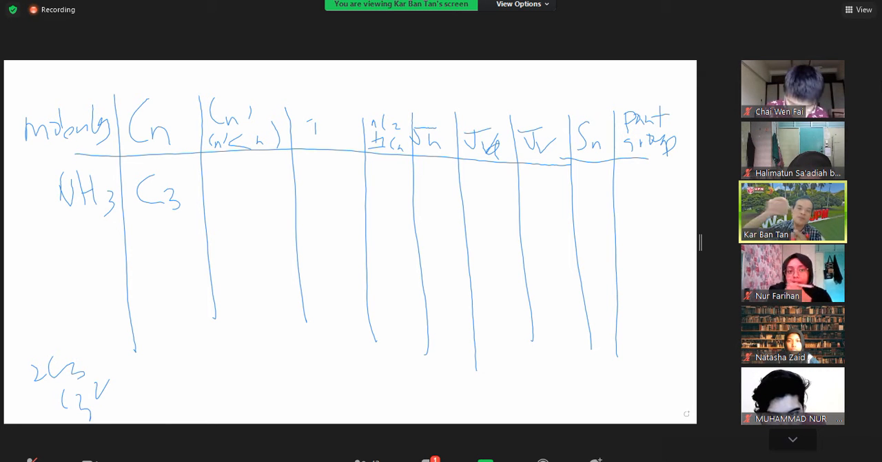Next thing, does it have C2 prime? Since it's C3, your m prime must be smaller than 3, because if you look at the condition, m prime is smaller than n.